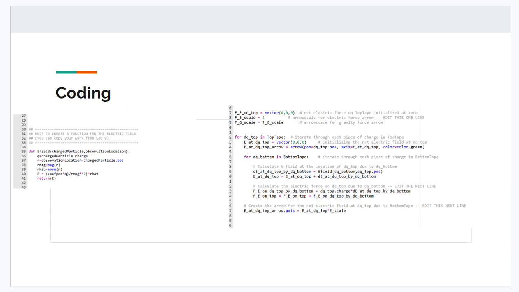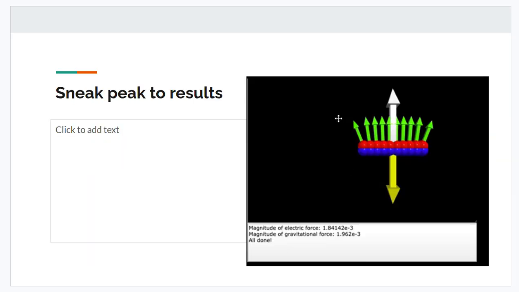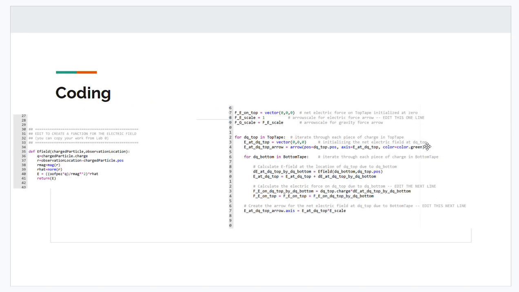So that was the main change that we made in this lab compared to the other lab. As we can see in the little sneak peek of the results, we're using the fact that there's not just one charge acting on the object, but multiple charges, which should increase the accuracy. That's what we're trying to figure out.